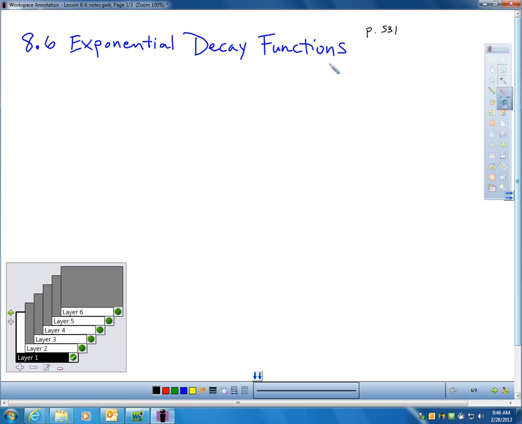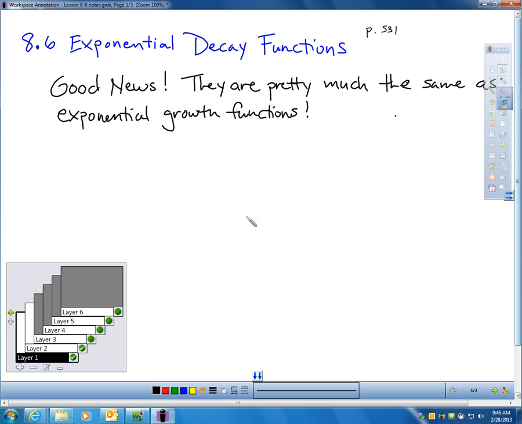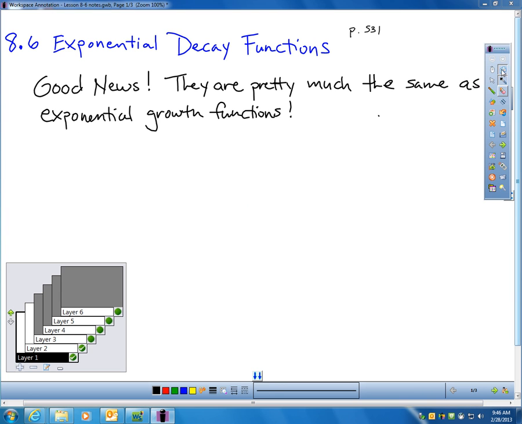And exponential decay functions, this video won't be nearly as long as the 8.5 video. I had a lot to cover with exponential growth functions. And the reason this won't be very long is exponential decay functions are very similar to growth functions with one exception. Growth obviously means values are increasing over time. Decay means values are decreasing over time. So that's what I just had mentioned here.